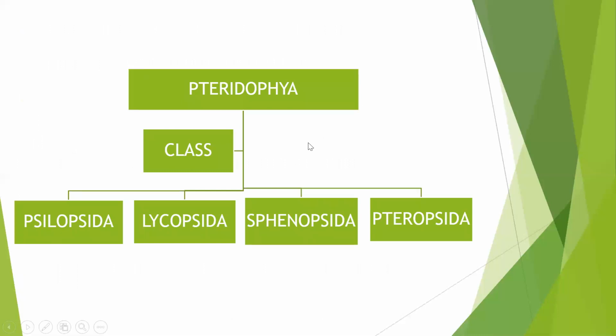Pteridophyta is divided into 4 classes: Psilopsida, Lycopsida, Sphenopsida, and Pteridopsida. But in class 11, the classes are not further divided. You only have to learn the classes.